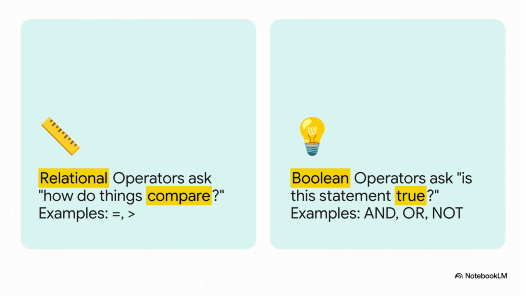But basic math is just the beginning. The real power, the magic, starts when our code begins to ask questions. Relational operators are like our measuring tape. Is this number bigger than that one? And then Boolean operators let us build some really smart logic. Is this condition and that other condition both true? This is how a program starts to make decisions.